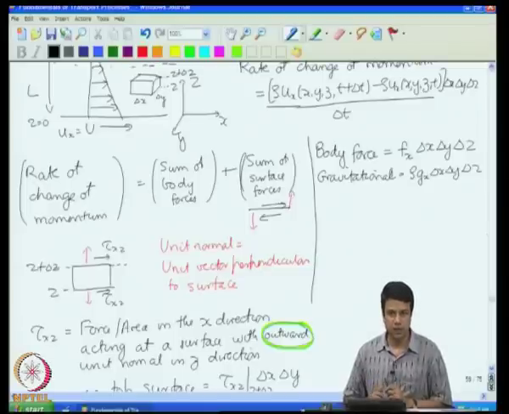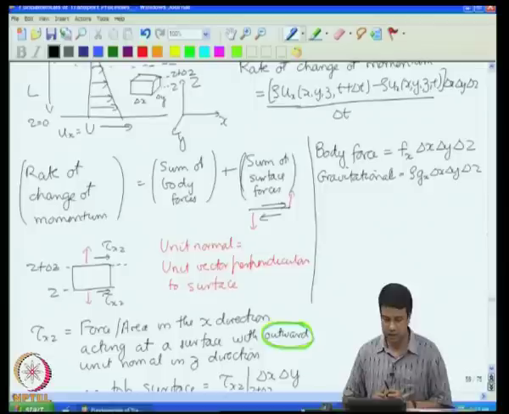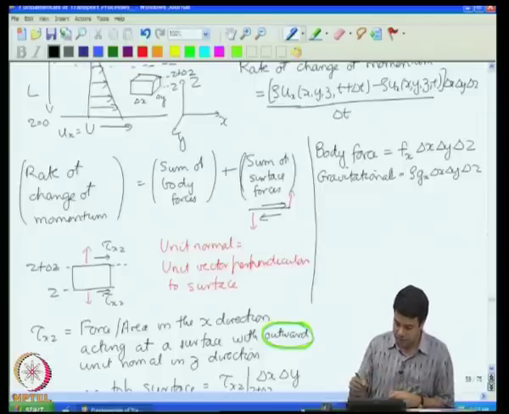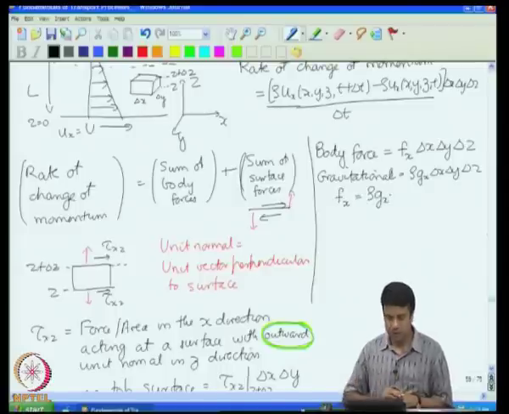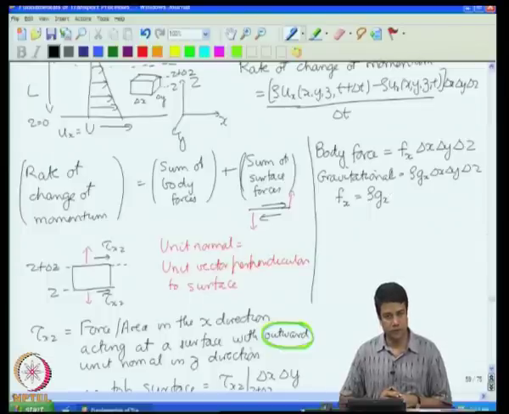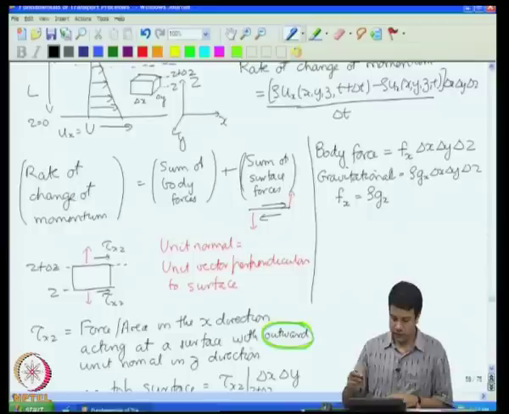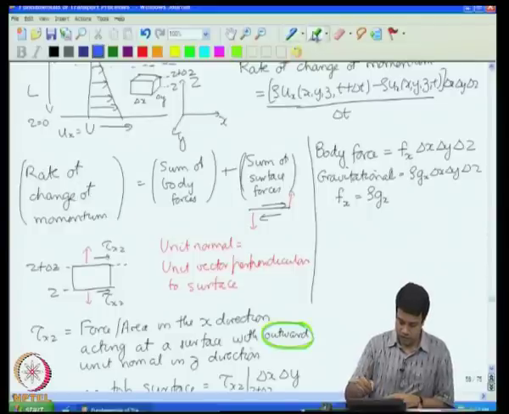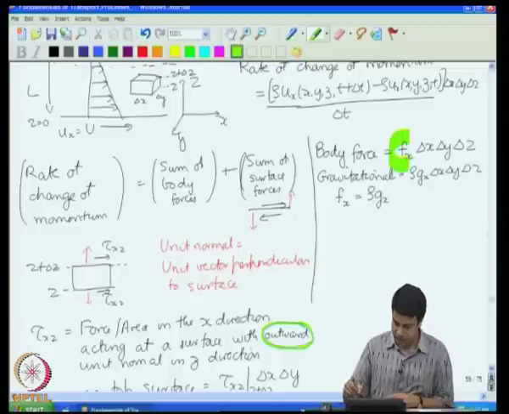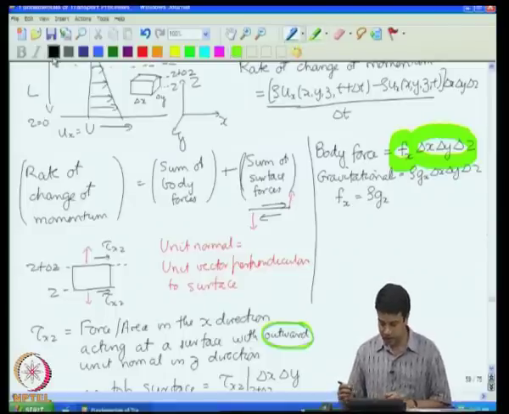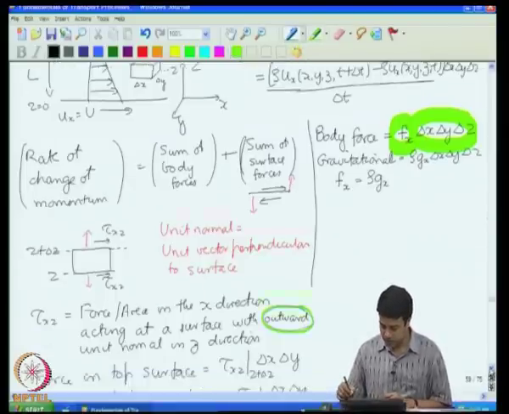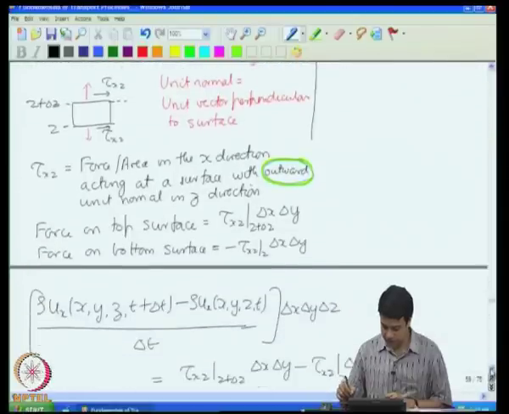Recall we are writing the momentum balance equation for the x direction, or the flow direction. Therefore, the gravitational force will be rho g x, which means that for the gravitational force, f x is equal to rho times g x. This has the form of a force per unit volume, the force density, times the volume itself. So this can be put into the differential equation which I had earlier.